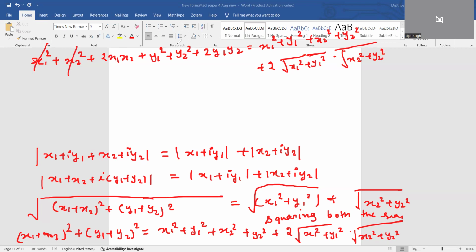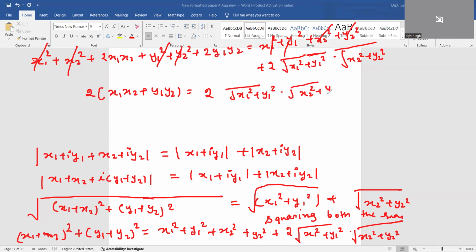So this cancels out, this cancels out from here. So what we get? We can take 2 as common. So x1 x2 plus y1 y2 equals square root of x1 square plus y1 square times x2 square plus y2 square. Now we square both the sides to cancel the square root.